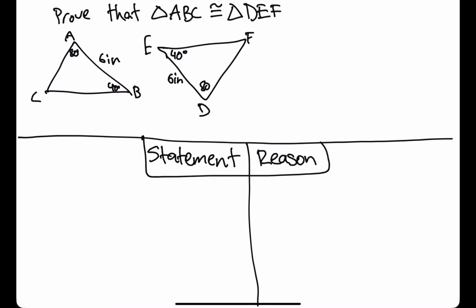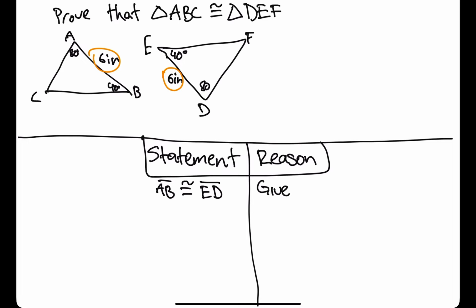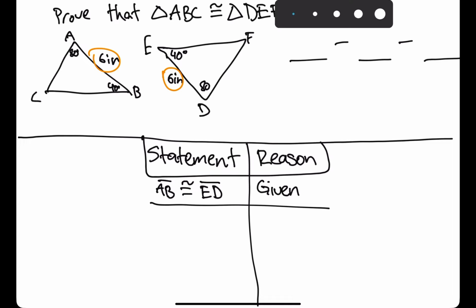So our first statement can be really simple. It can just be that side AB is congruent to side ED. And this is seen because over here ED is 6 inches and over here AB is 6 inches. Our reason for that is, as it's just shown over there, it's just given in the problem. It's as simple as that. But for this one, we only have the side. We don't have the A or the S. So we look like this so far.